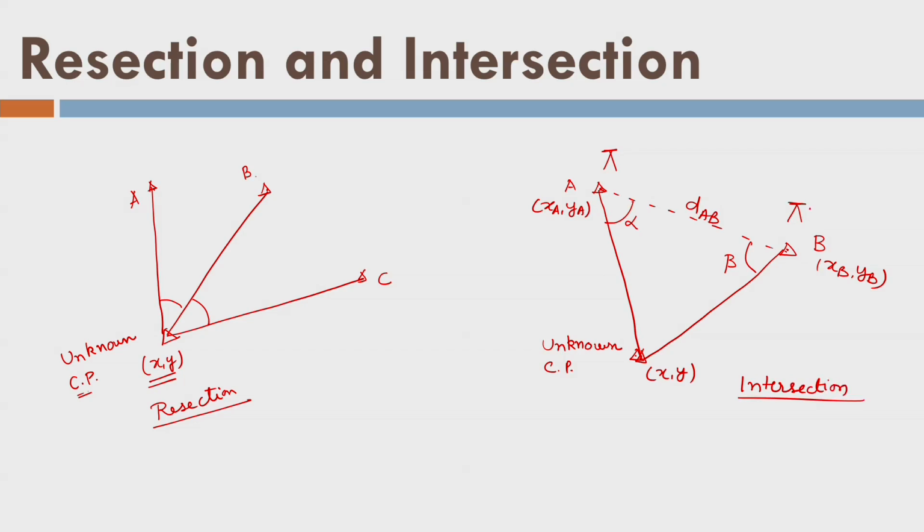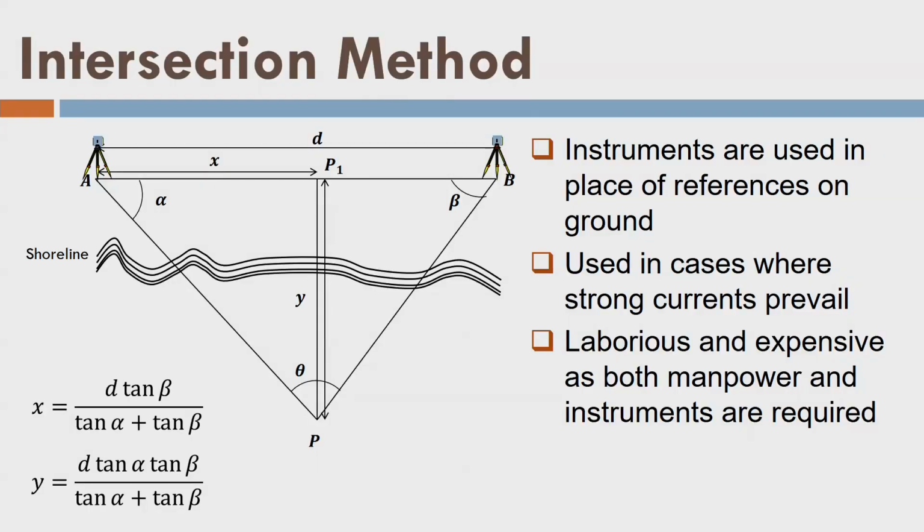So in intersection we have observations from A and B, the known control points, and in case of resection I have observations from the unknown point. Now we use the same methods for hydrographic surveys also. Here my unknown point is the point where we are taking the sounding, or the boat position. What are my known points? The points on the shore, which are permanent in nature, or control points on the coast. So let us look into the intersection method here.